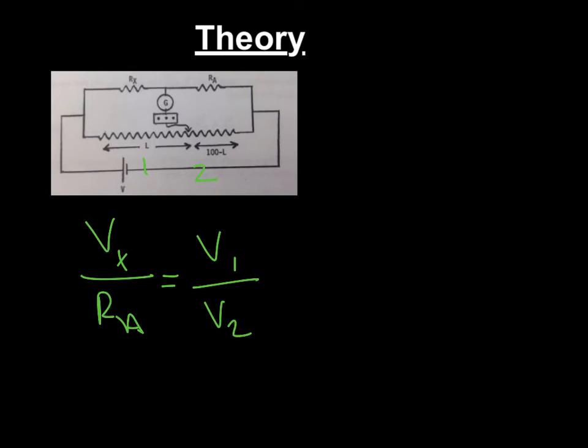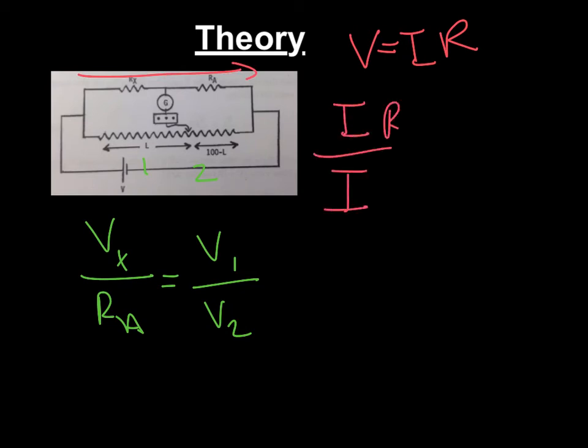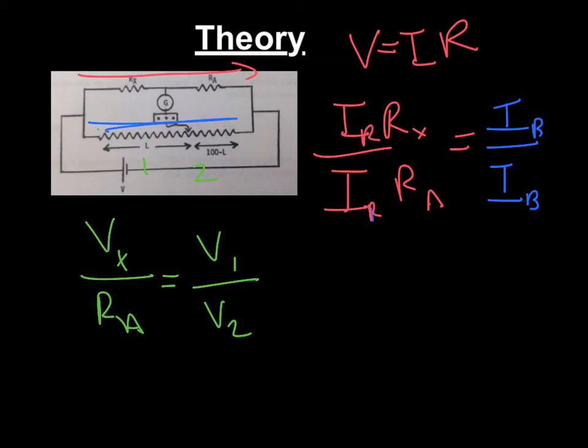Next thing we have to know is Ohm's law, which says that the voltage drop through an element is equal to the current through that element times the resistance. So we have this red current, so we have I red over I blue, and then times resistance, so this would be Rx over RA, equals, we'll call this the blue side, which is equal to your blue current over red current, times R1 over R2.